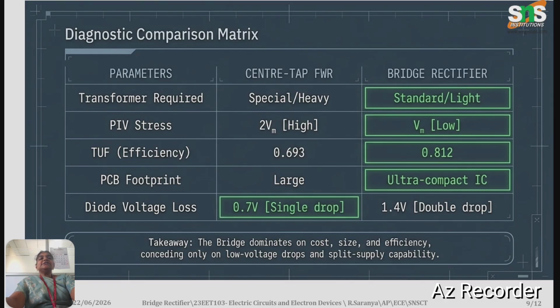The transformer utilization factor is 69% in the case of center tap. In the case of the bridge rectifier, it is 81.2%. The PCB footprint is very large for center tap, but for the bridge rectifier it is an ultra compact IC. The diode voltage loss is 0.7 V only in the case of center tap, but for the bridge rectifier it is 1.4 V, which is considered a negative point of using the bridge rectifier. So the key takeaway from our comparison matrix is that the bridge dominates on cost, size and efficiency, conceding only on lower voltage drop and split supply capability.